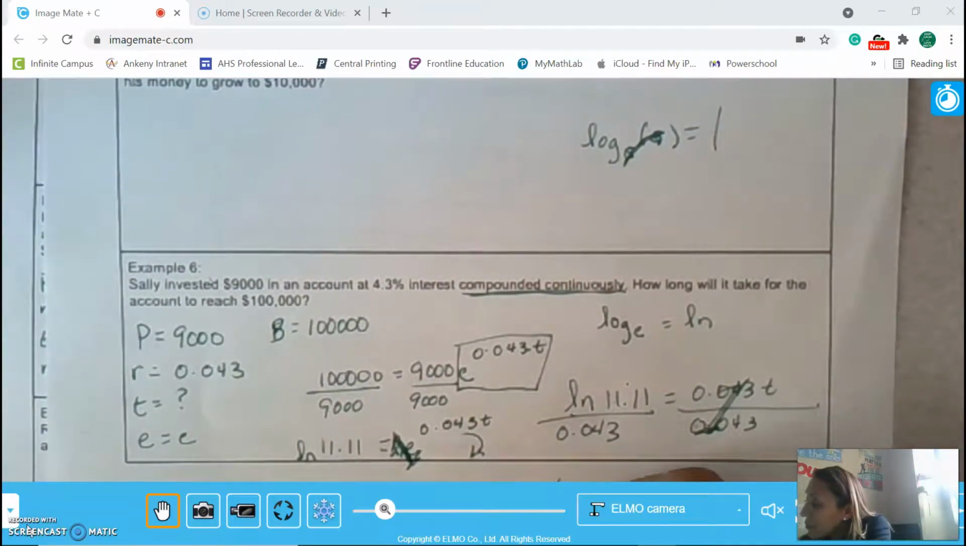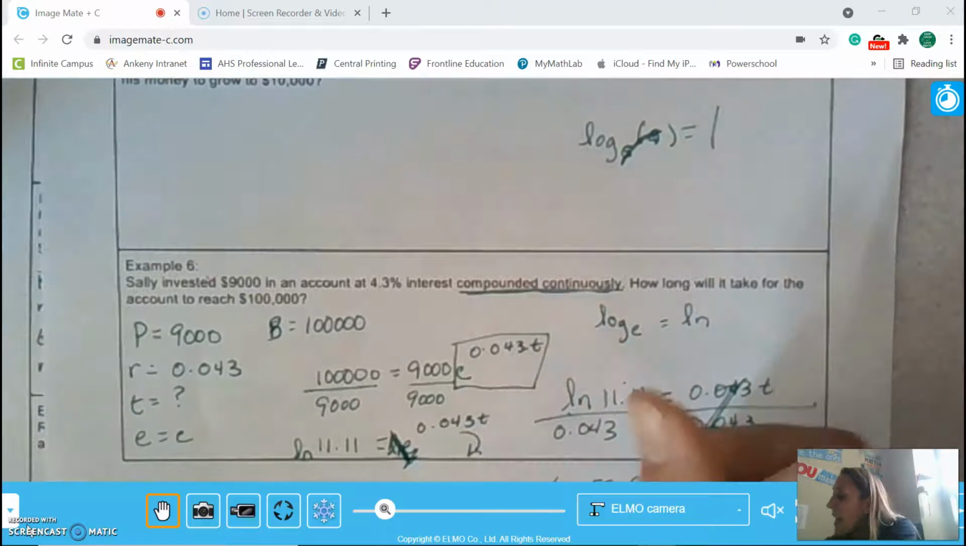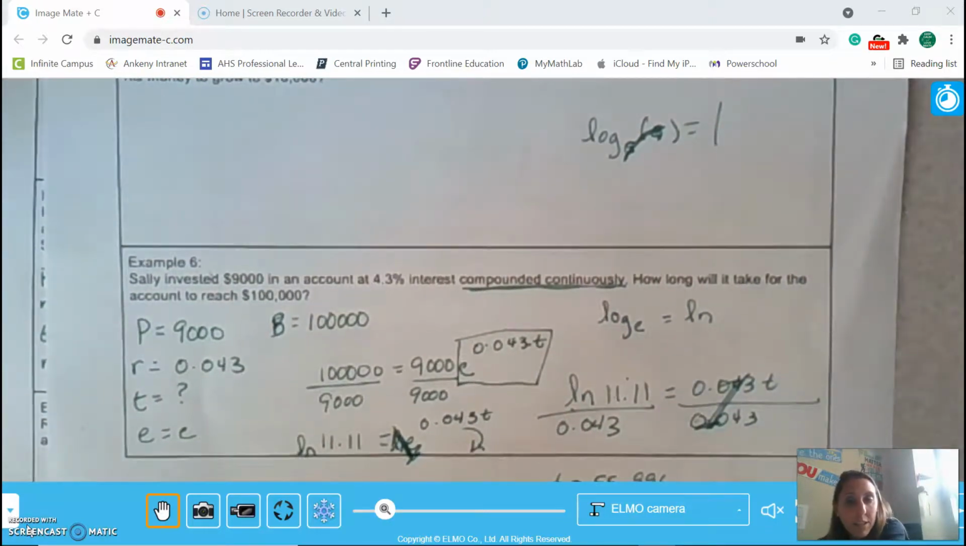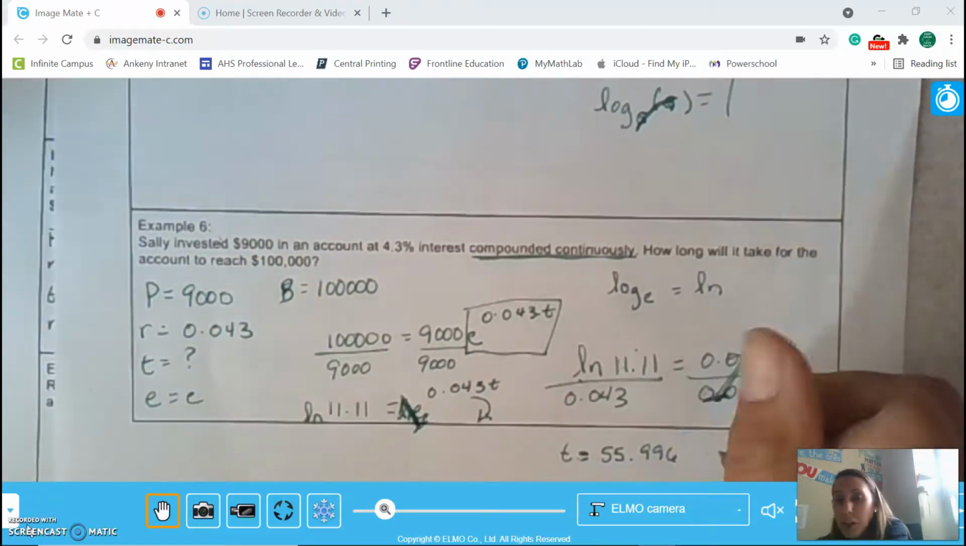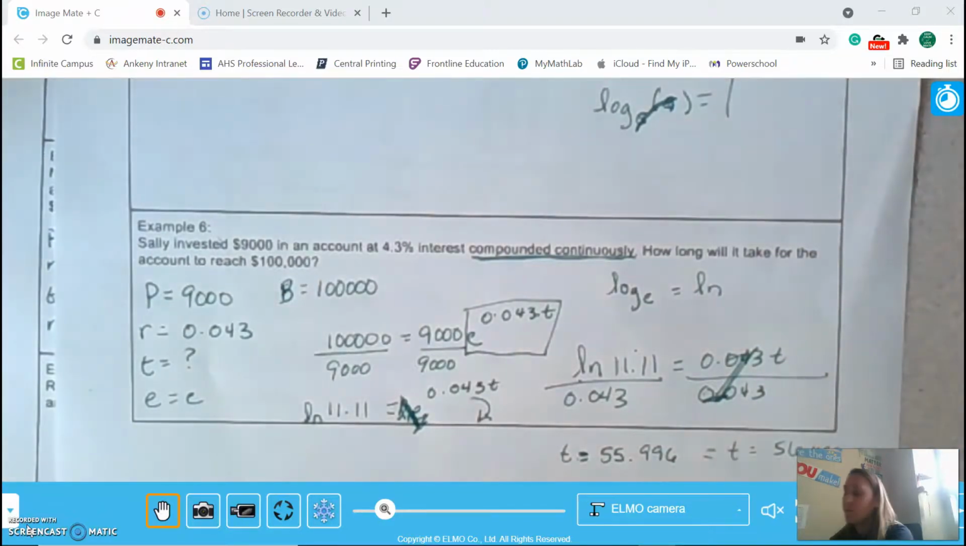t is equal to 55.996, and I would say here we're going to round to the nearest whole year because it's pretty close. So t is equal to 56 years.